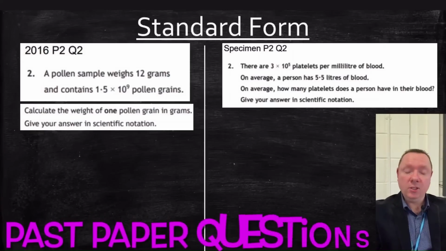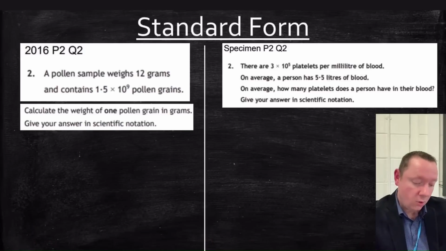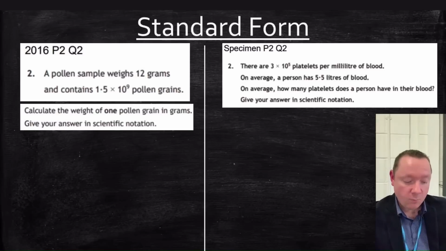Couple of past paper questions on standard form. So 2016 paper 2 question 2. A pollen sample weighs 12 grams and contains 1.5 times 10 to the 9 pollen grains. Calculate the weight of one pollen grain in grams. Give your answer in scientific notation. So it's asking me for the weight of one of the things. So I need to divide by 1.5 times 10 to the 9 to find one of them.